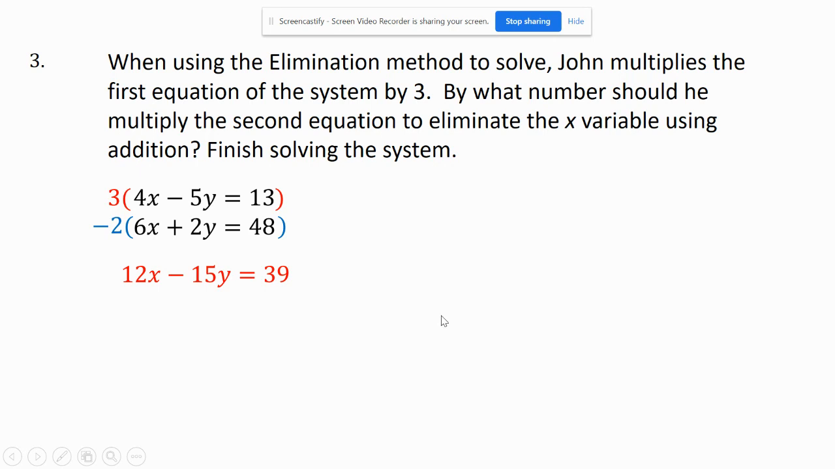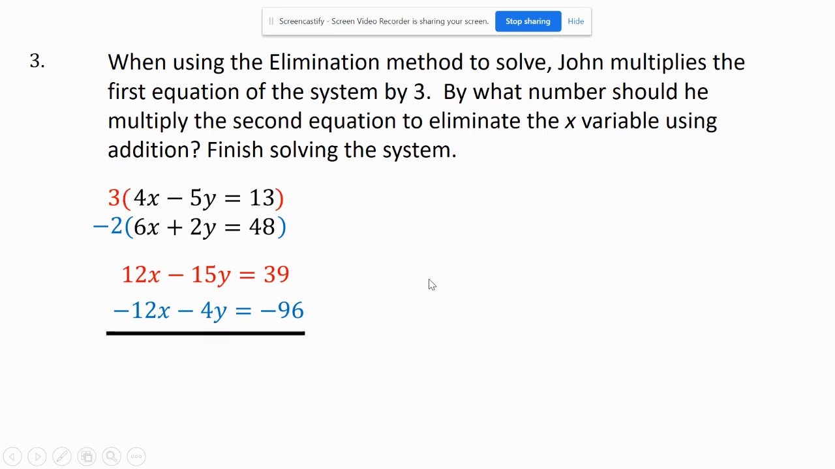Now, you could use 2, but I like to use negative 2, because when I multiply negative 2 times the 6, negative 2 times the 2y, and negative 2 times the 48, it makes these numbers opposite. So I have negative 12x minus 4y equals negative 96. And I forgot to say, take 3 times all the top. That's where this 12x, the minus 15y, and 39 came from. I'm taking 3 times all the top row.